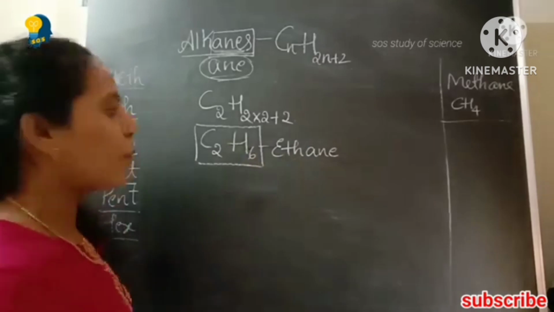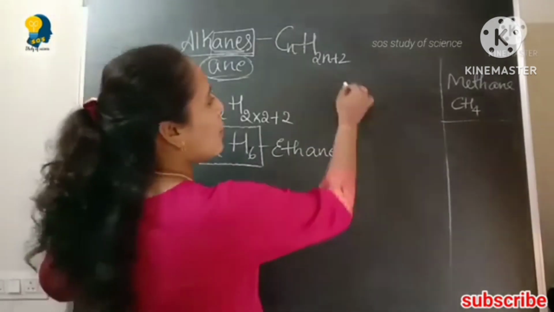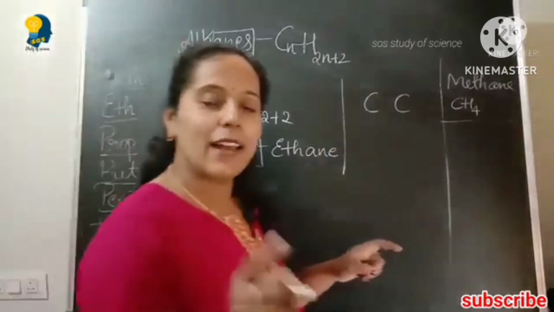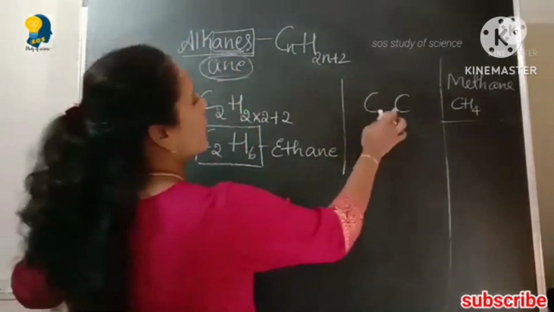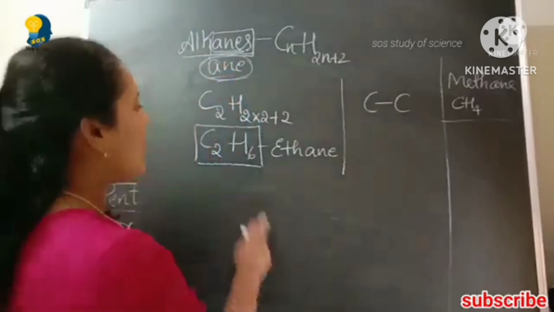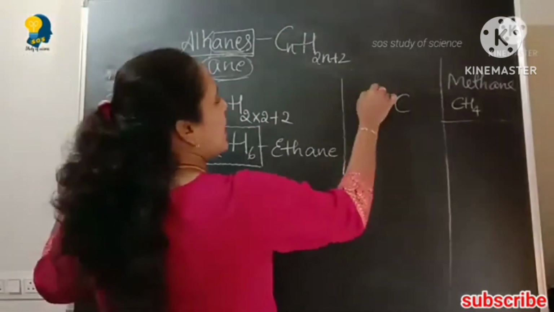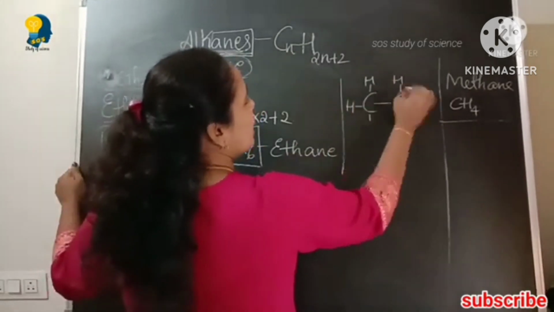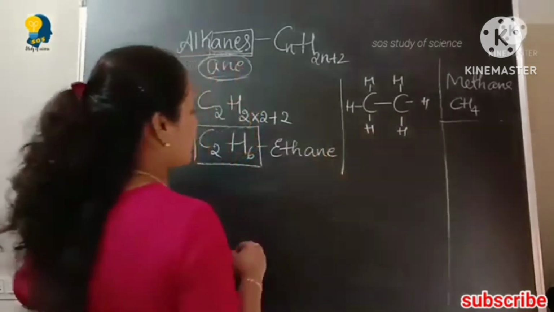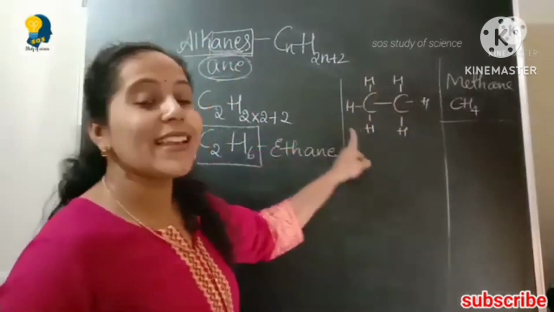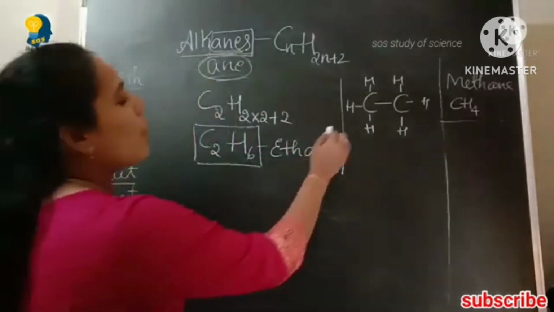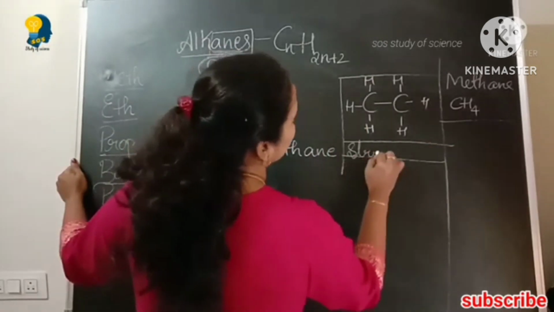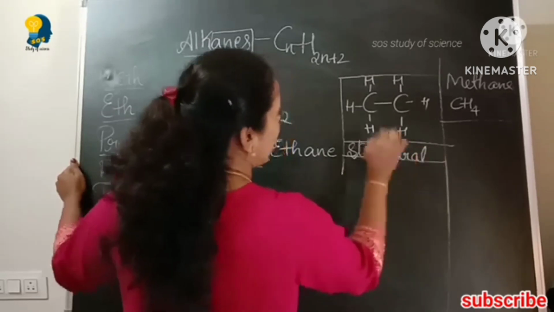So how do we write its structural formula? Very simple. Look at the molecular formula. How many carbon atoms are there? There are 2 carbon atoms. And please remember, I told you that in the alkanes there will be only single bonds. So between the carbon and carbon atom, you should create a single bond. How many hydrogens are there? 6 hydrogens, right? The remaining bonds of carbon are surrounded by hydrogen: 1, 2, 3, 4, 5, 6 hydrogen atoms. You can see the 2 carbons surrounded by 6 hydrogen atoms. This is how we write the structural formula. This is the structural formula for ethane.